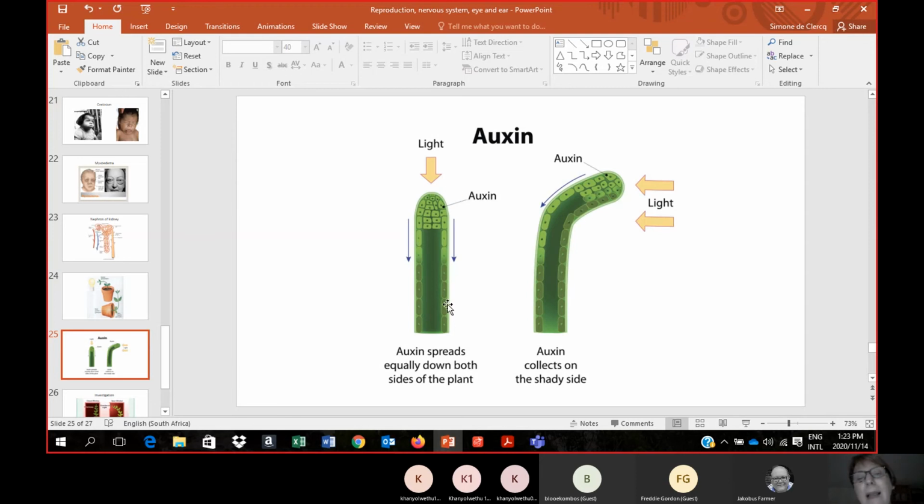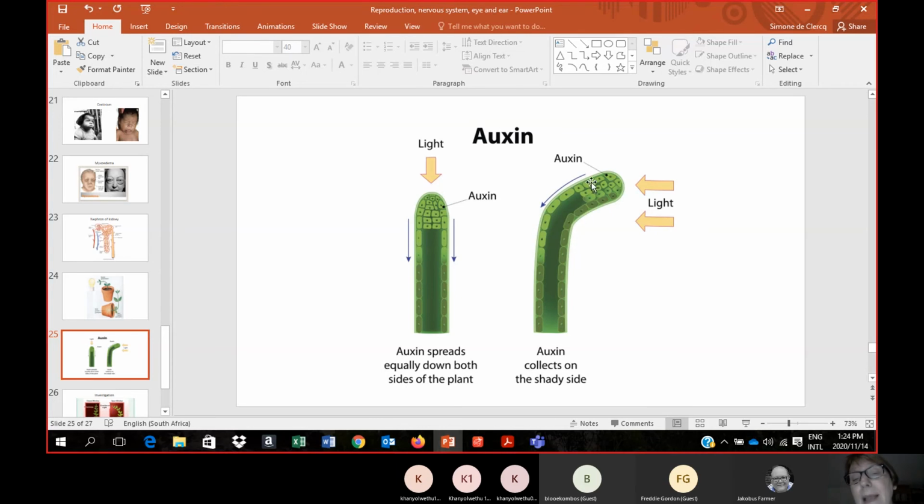So auxin, this is a tip of a stem, right? Auxin is produced at the tip of the stem, and it will move down vertically. One of the things it does, these are all little cells, is it brings about cell elongation. It makes the cells longer. But now have a look at what happens here. If light reaches the plant from one direction, the auxins are very sensitive to light, and they will move away from light to the shaded part of the stem. So they move to this side.